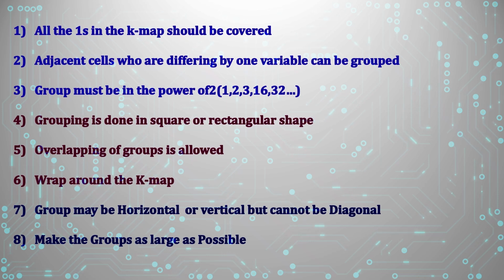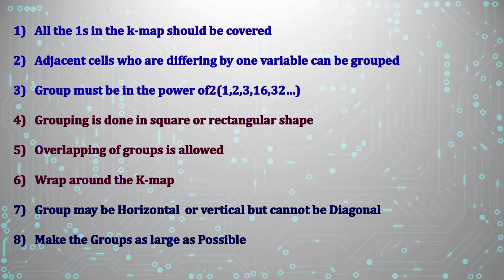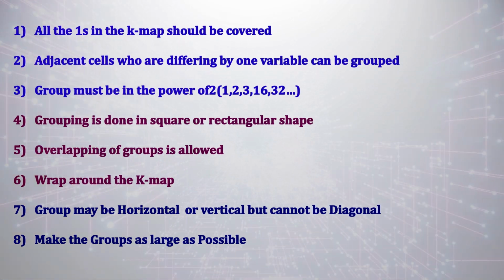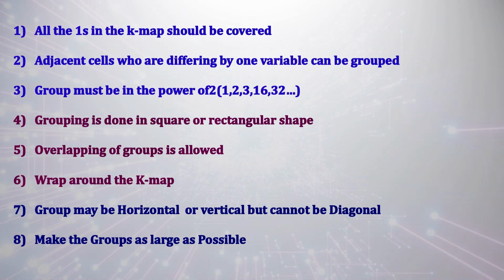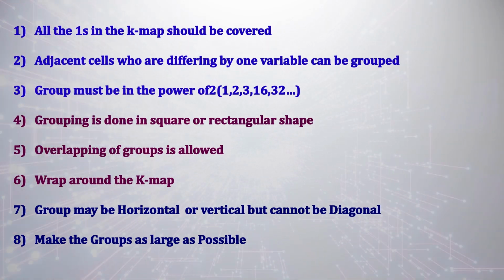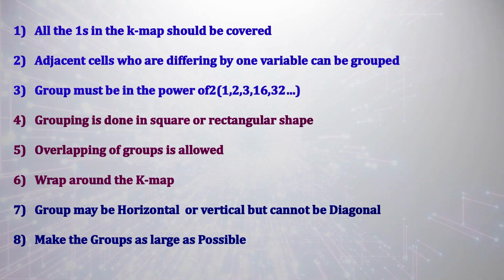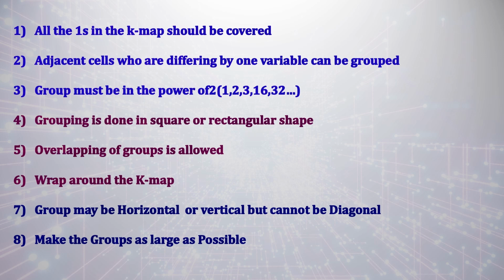These are the total 8 rules that we are going to follow while making groups in K-Map. These are very important that we should all know. Because we might make some mistakes while making groups, the output expression might not be very minimal. With the help of these rules, we can make minimal expressions of Boolean expression, output expressions.